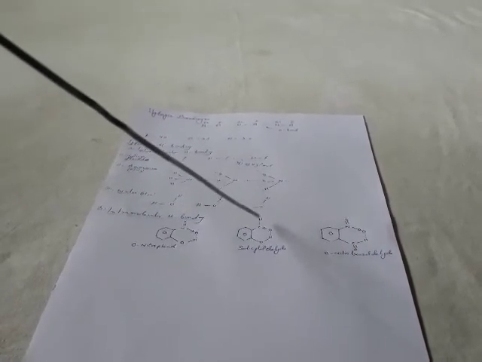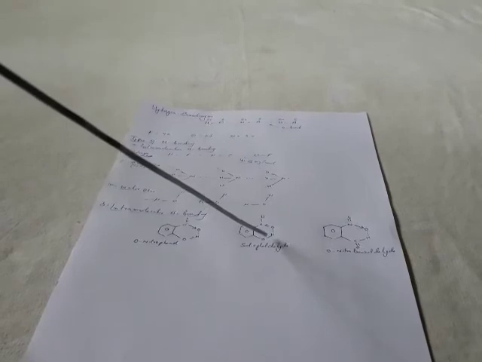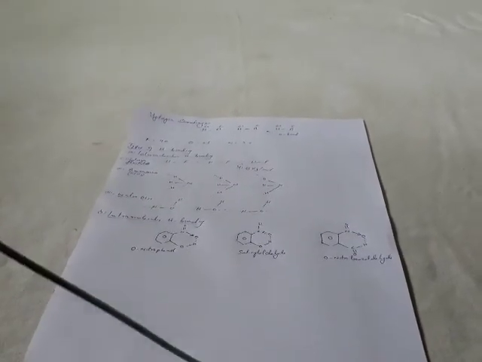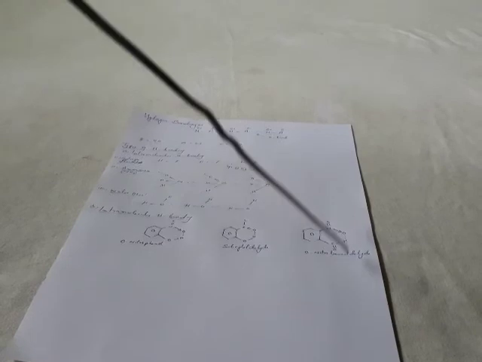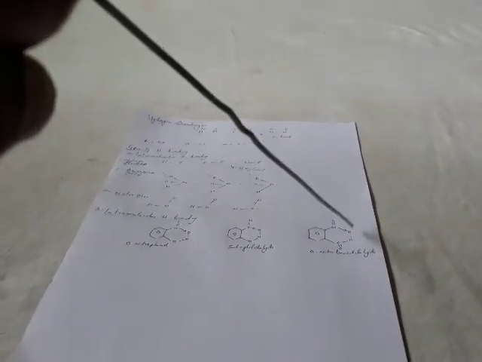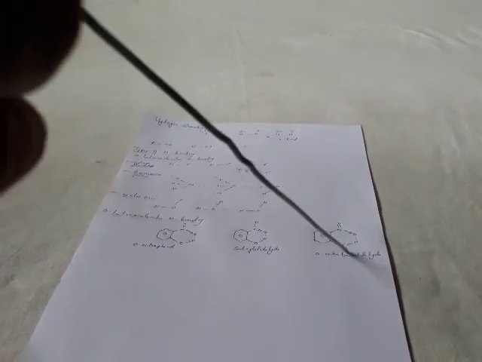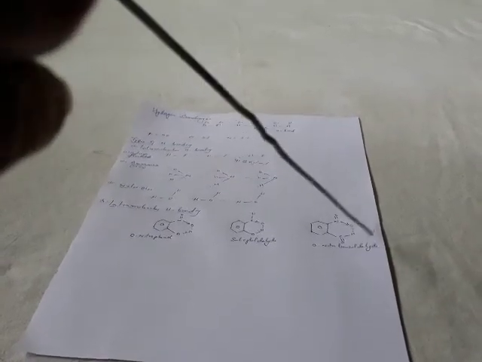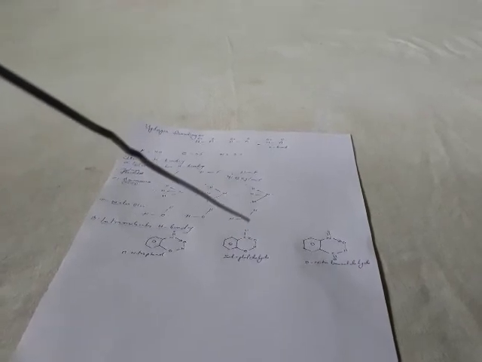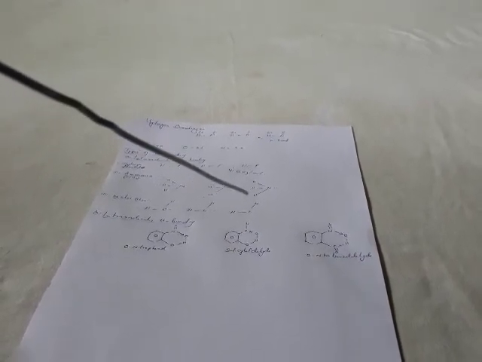Similarly, we have salicylaldehyde, also called o-hydroxybenzaldehyde. Here the hydrogen bonding occurs between the oxygen of this aldehyde group and the hydrogen atom of this ortho hydroxyl group. Again we can see here, this is o-nitrobenzaldehyde. Hydrogen bonding occurs between the oxygen atom of this nitro group and the hydrogen atom of this aldehyde group. Since both the atoms are present in the same molecule, this type of hydrogen bonding we call intramolecular hydrogen bonding.